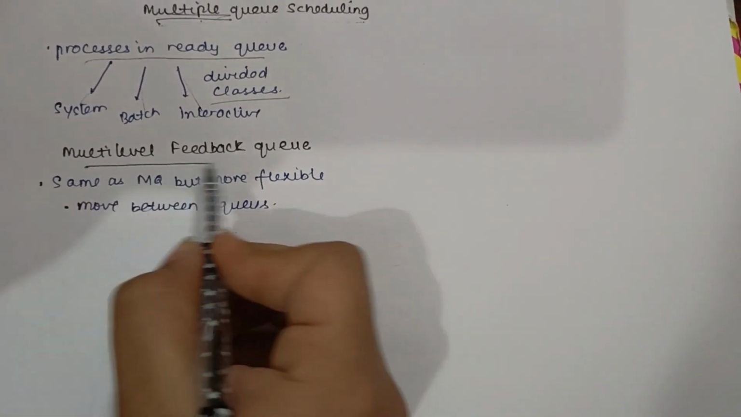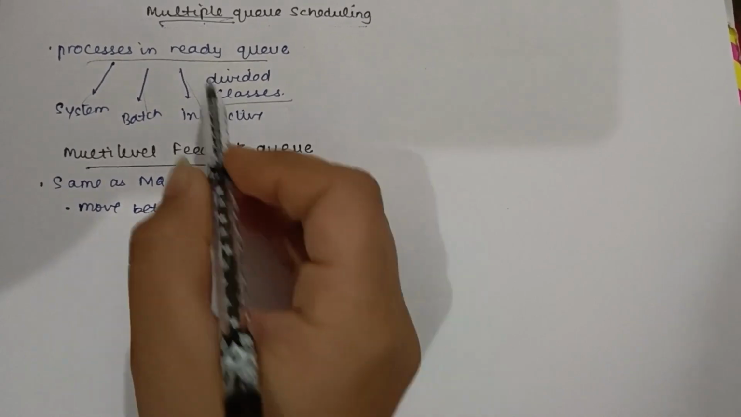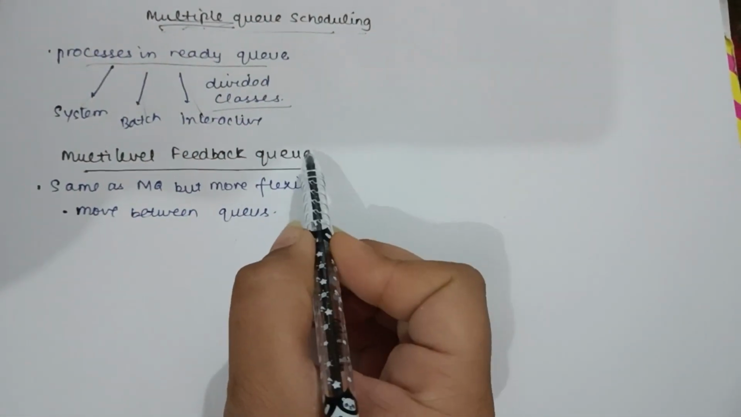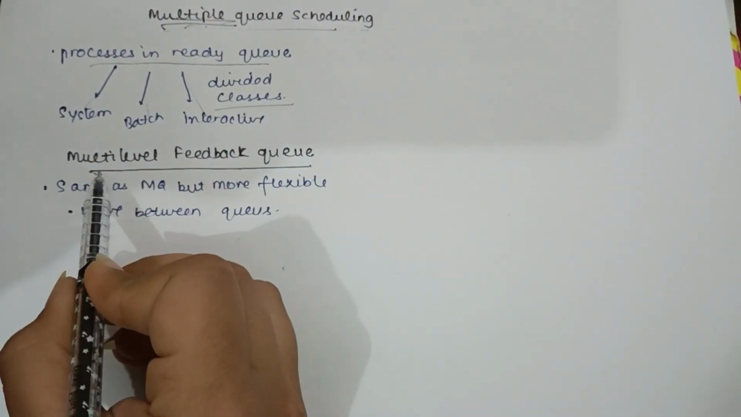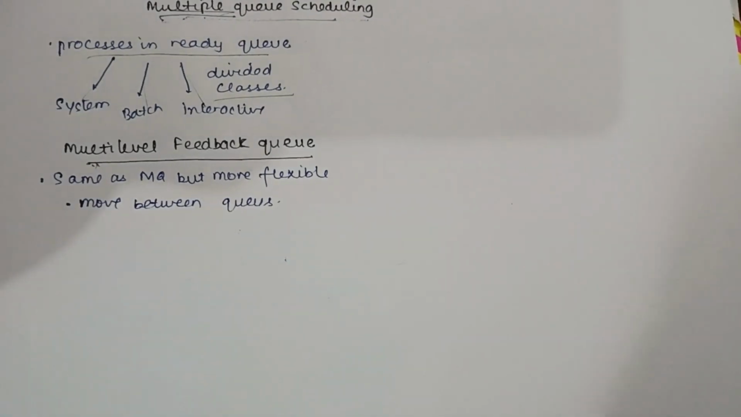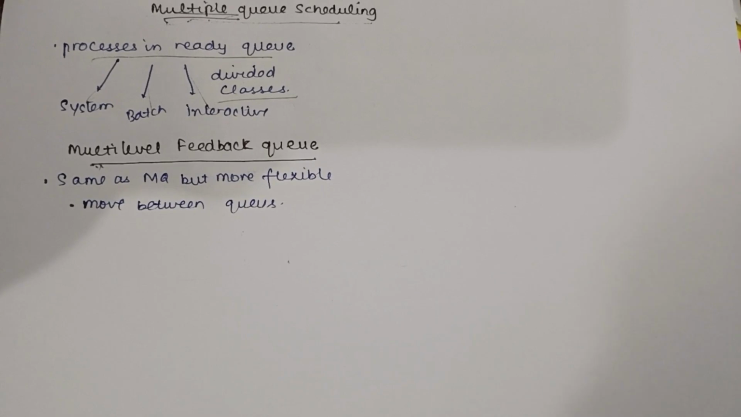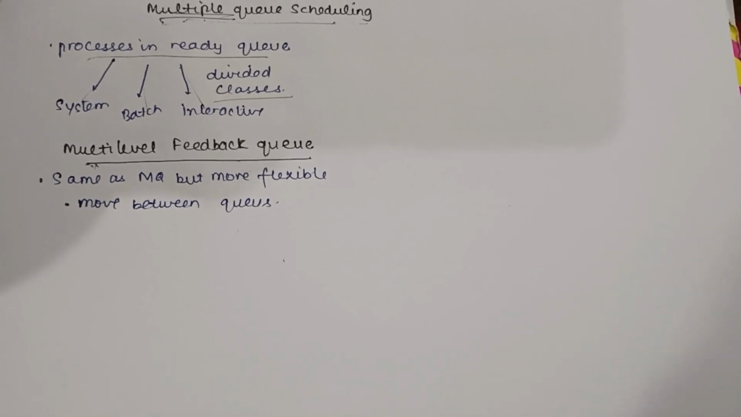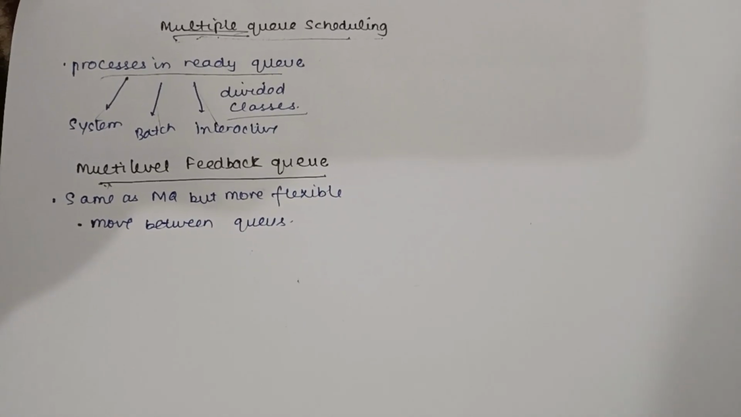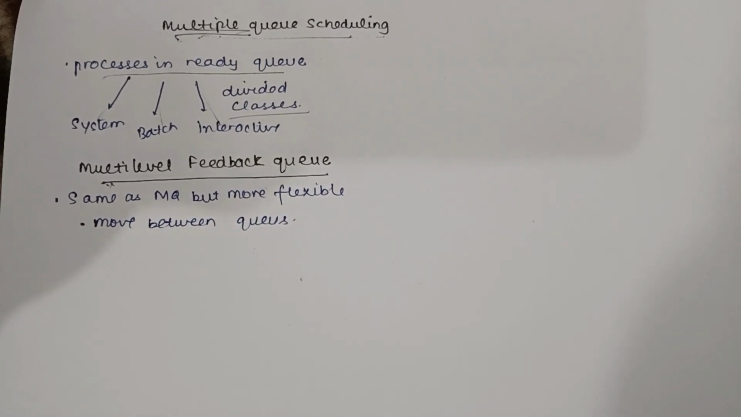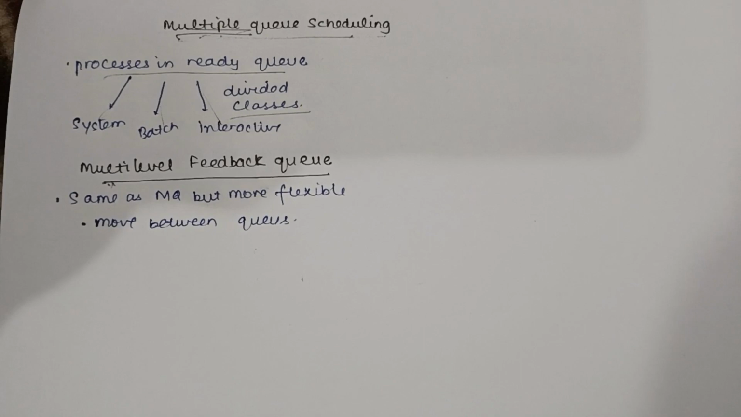And the multi-level feedback queue is based on multiple queuing. The only difference is that we get more flexibility. We can move between different queues, we can set the priority, we can switch the process between different classes or different queuing algorithms. So that was all for the CPU scheduling algorithms. I hope everyone is clear with all sorts of algorithms.